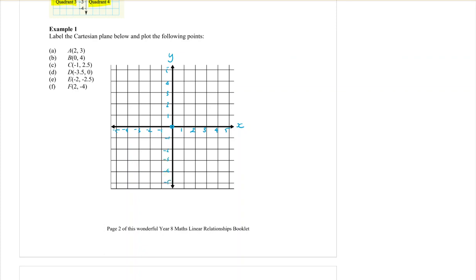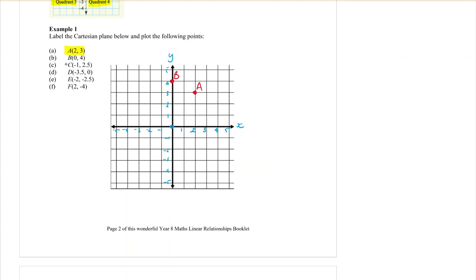Okay, so to plot the first point, I'm going to plot the point A, which is (2, 3). We always start with the x-axis, which is the horizontal one. So horizontal line, we find the 2, and then we go up to the y number, which is the 3. So (2, 3) would be right there, and we put an A next to it. The second point B is (0, 4). So 0, starting with the horizontal line, 0 is right in the middle, and then we go up to 4, put a dot, and that's the B.